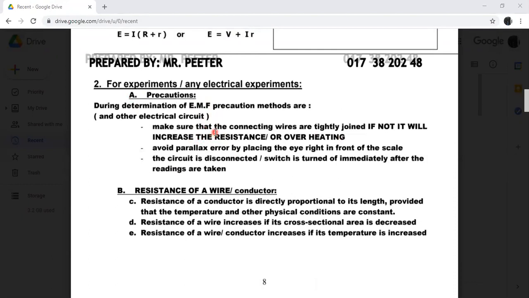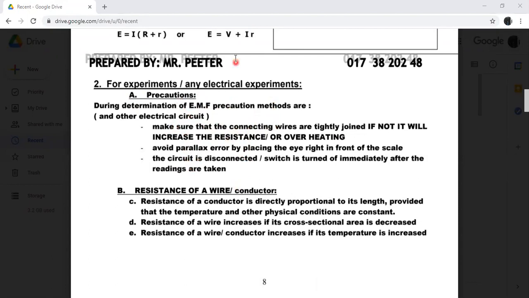So if you are given any sort of electrical circuit experiment questions, remember these are the standard things that you have to know. Make sure the connections are tight. Make sure that you place your eyes properly so you can avoid parallax error, and make sure you turn off your switch immediately after taking any reading, right? So use this for any other electrical circuit.